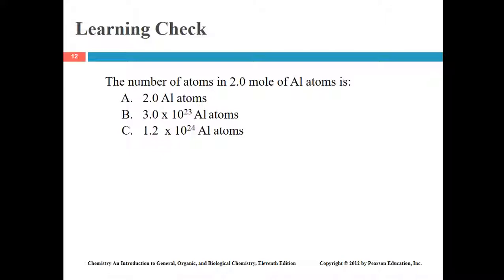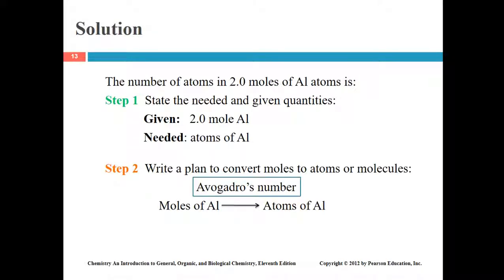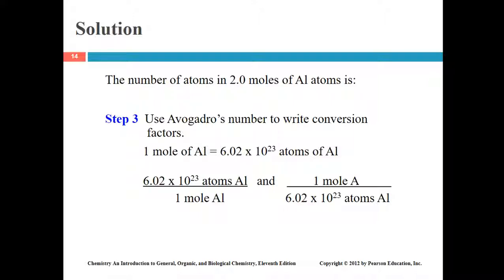So here's another one. The number of atoms in 2 moles of aluminum atoms is, okay, it gives us some choices. So we know what we're going to set up. We know that we are given 2.0 moles of aluminum. We need atoms of aluminum. There's only one way to get from moles to atoms, and that is to use Avogadro's number. And we know that we can use Avogadro's number with the 6.02 times 10 to the 23rd atoms over 1 mole, or vice versa, 1 mole over 6.02 times 10 to the 23rd atoms.